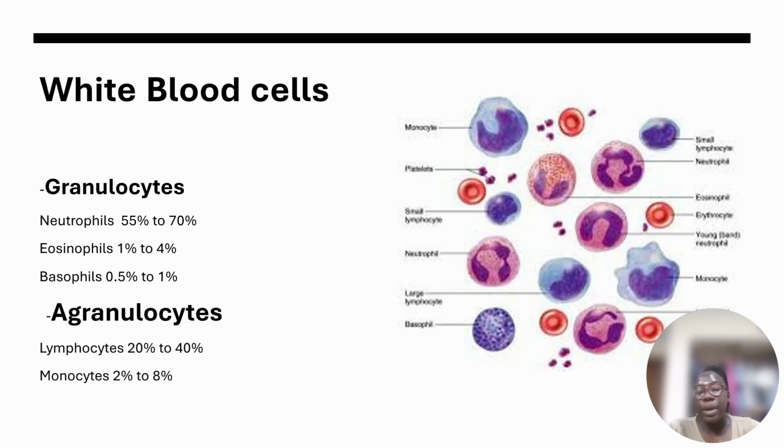They represent 2 to 8% of our white blood cells, and they transform into macrophages, which are huge cells which phagocytize. They also phagocytize other white blood cells, like neutrophils. Monocytes also produce substances, proteins that destroy worms and stuff like that in our body. So this is all for white blood cells.